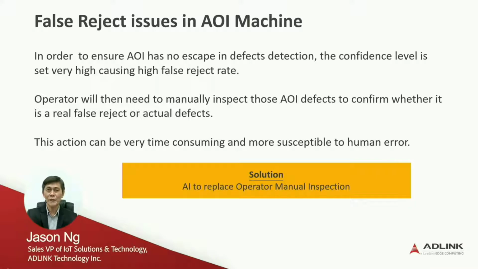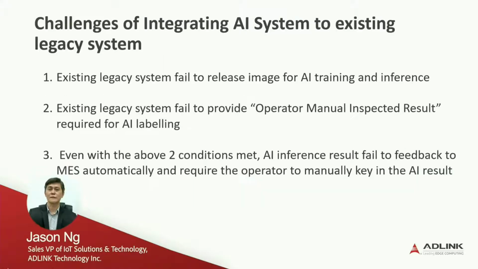One of the very common pain points in the factory is how to reduce the AI machine false reject rate. This is because AI machines usually set a very high confidence level to ensure no false acceptance. Also, certain defects are very challenging with rule-based inspections. These rejects will need operator manual inspection for confirmation, which is very time-consuming and prone to human error. Since AI algorithms try to resemble the human brain's thinking process, it is ideal to replace human inspection with AI technologies.